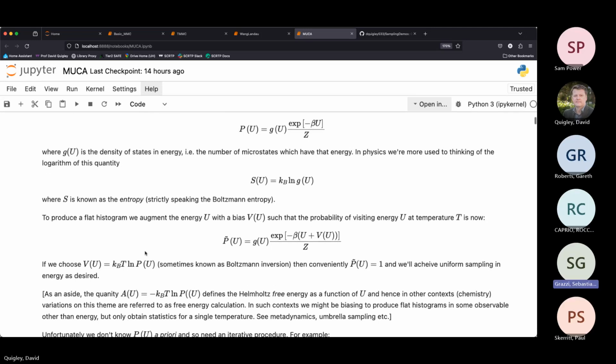So there are various increasingly sophisticated and clever ways that you can iteratively refine an estimate of the weights. I shouldn't call them weights, I should call it a bias, V of U, to push me towards broad sampling across the full energy range.